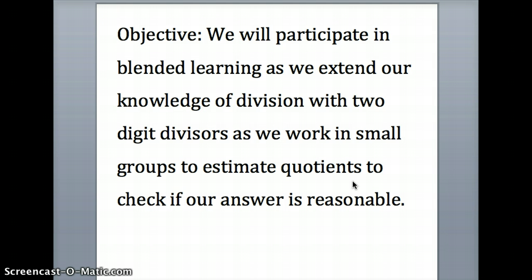So what you're going to be doing today is looking at the answers to your division problem and using rounding strategies to see if your answers make sense. And that's what to check if our answer is reasonable means. If our answer is reasonable, it makes sense. Our estimate and the real deal answer will be close enough to say, I definitely did the division correctly.